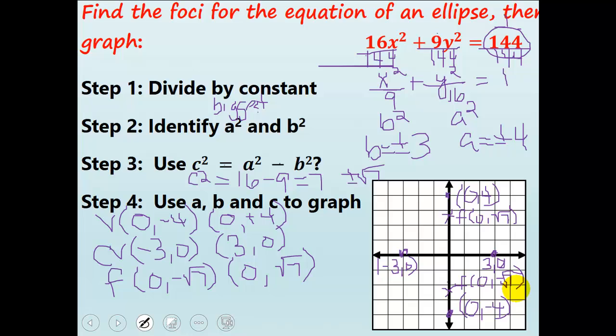And we did it. Now all we have to do is draw our ellipse. So this has got to be taller than it is wide. It's going to be like that. The closer your two denominators are to each other, the more round and the more circular we're going to get.